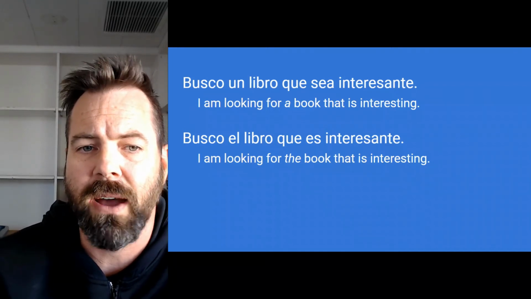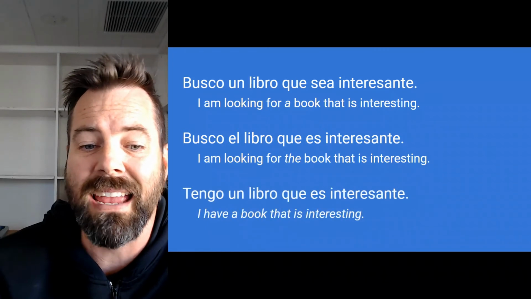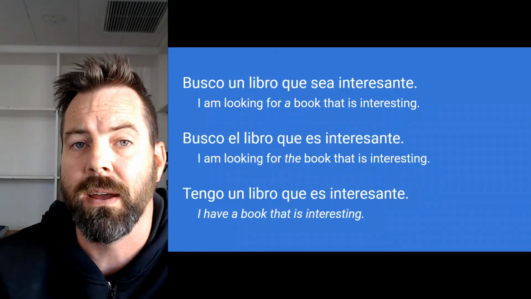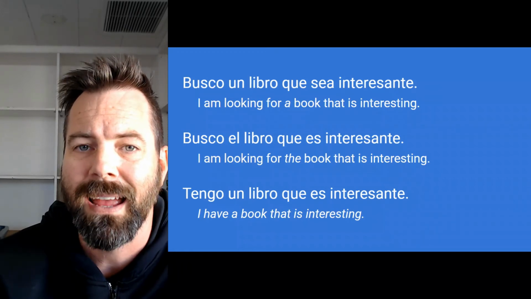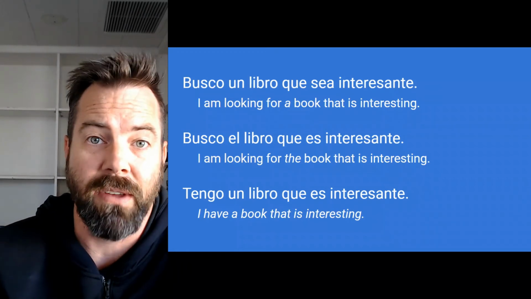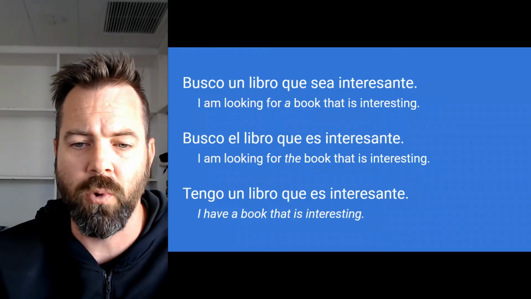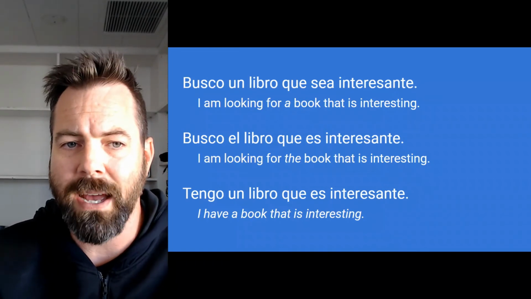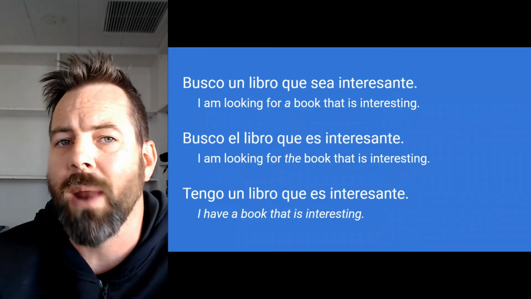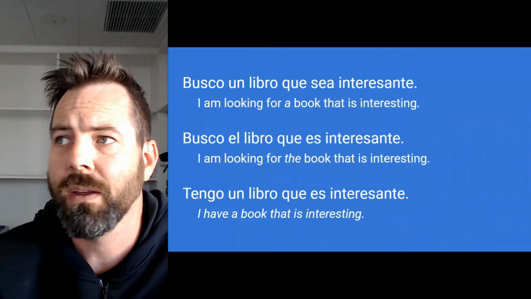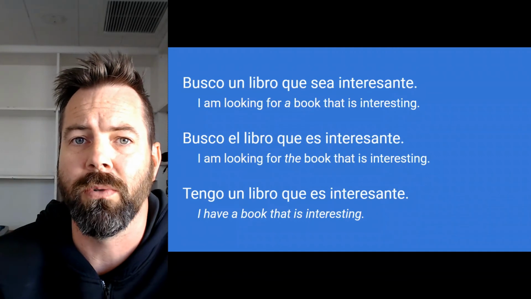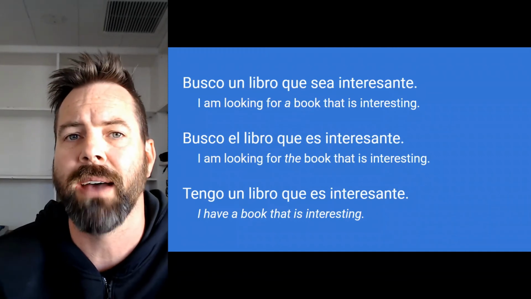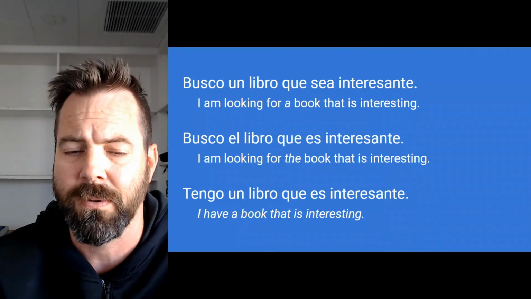Same thing if I change the verb. If I say tengo un libro que es interesante, I have that un libro part, the indefinite article, but now I have that book. It's a specific thing I could show you, right? Tengo un libro que es interesante. I have a book that's interesting. So when you have that verb that says you don't have it, or you're not in possession of it, or you want it or you need it, and it's not a specific one that you have in mind, then you use subjunctive.